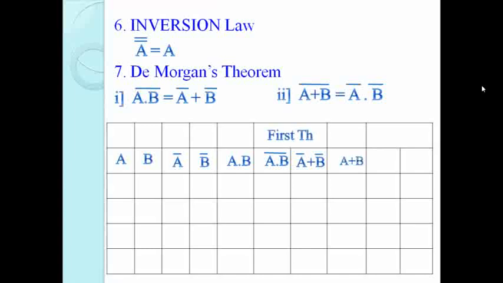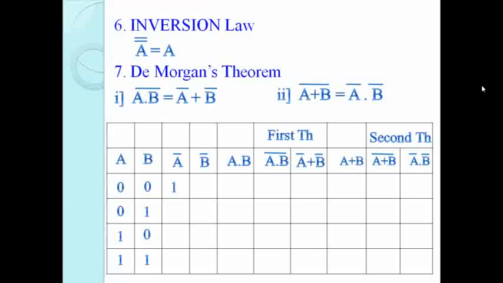Now again I take here A plus B and solve this second theorem. (A plus B) whole bar equal to A bar into B bar. This is your second De Morgan's theorem. Now put the values of A and B. So A is 0, B is 0; A is 0, B is 1; A is 1, B is 0; A is 1 and B is 1. These are the values.